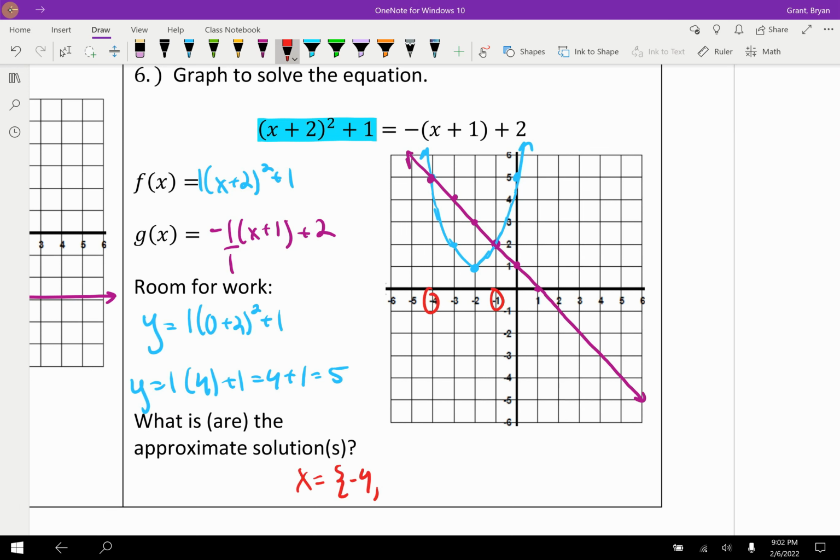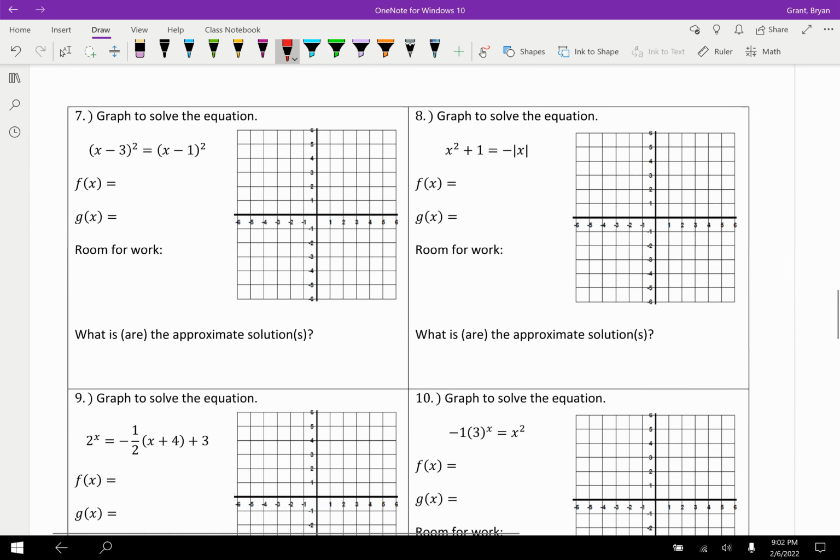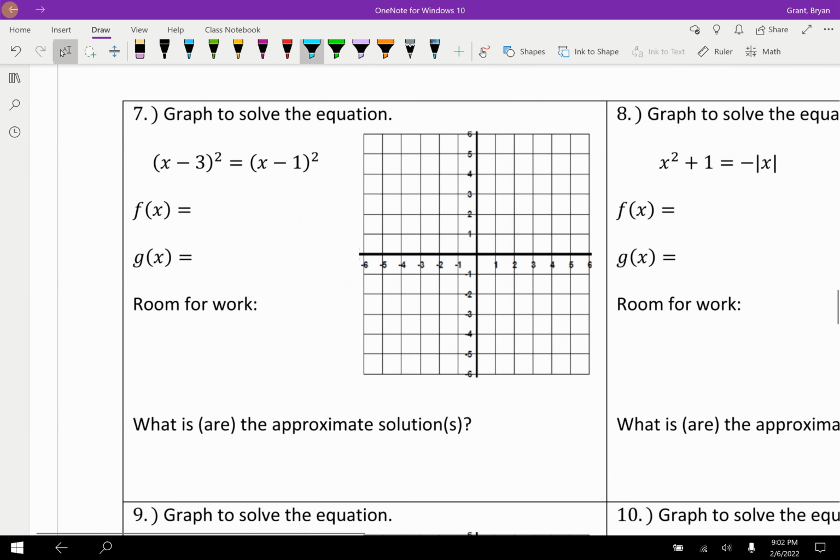You'll notice that I usually put the smallest solution first. It's okay if you switch the order, no one's going to yell at you. It's just a common technique. We usually put the most negative first for the solutions. Alright, let's continue out.